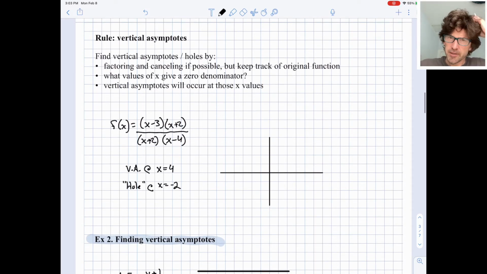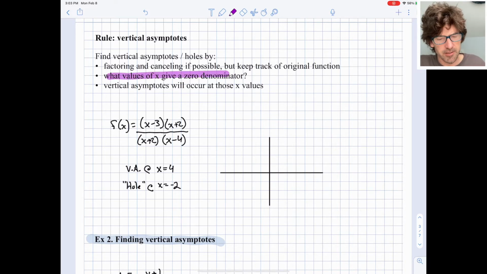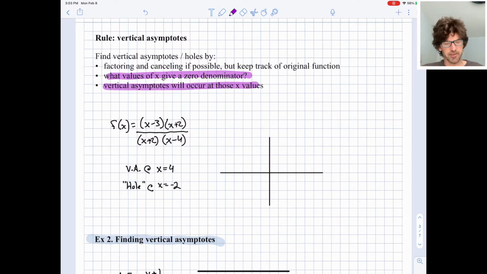Some rules for finding those vertical asymptotes, or maybe finding the breaks, the holes in the function. You can find those breaks by factoring and canceling if possible, but keep track of the original function. Once you cancel something out, it's not gone forever. You need to remember that you did that. Again, think about what values of x give a 0 denominator, and if they're not cancelable, you'll have a vertical asymptote at those x values.